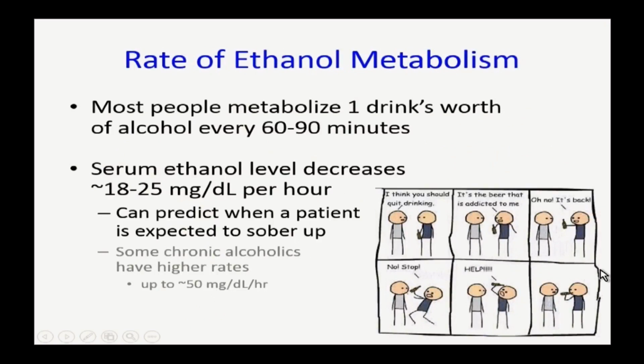How fast do people metabolize ethanol? Most people will metabolize one drink's worth of alcohol roughly every hour to hour and a half. Now, if you were to just stop and track how fast the level goes down, the serum ethanol level in almost everybody will decrease around 18 to 25 milligrams per deciliter per hour. So you can use this clinically to determine how long it is going to take a patient with a known ethanol level to sober up. Their ethanol level now, say, is 300 milligrams per deciliter. How many hours is it going to be before it's down to, say, 80 milligrams per deciliter, right around the legal limit? Well, you take the 300 minus the 80, divide it by roughly 20 milligrams per deciliter per hour, and you can see it's going to take a lot of hours to do that.